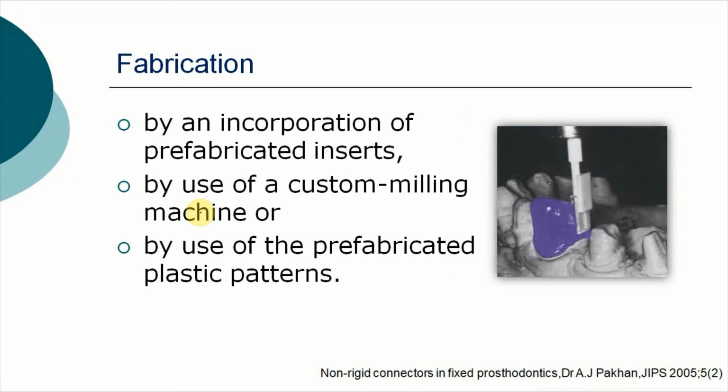So usually the non-rigid connector is fabricated by incorporation of prefabricated inserts, or using a custom milling machine, or by use of prefabricated plastic inserts. These plastic patterns may be incorporated into the wax pattern, or after casting we can custom mill the metal surface and then cast the second part. So in all these methods we can incorporate the non-rigid connector.